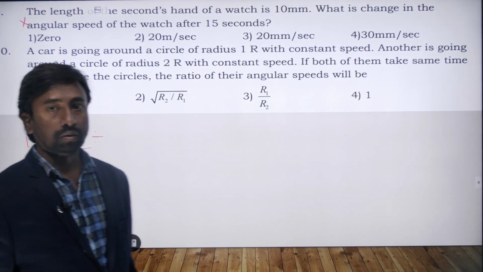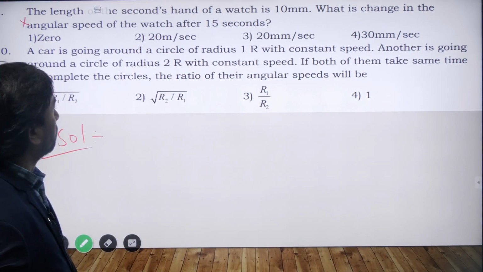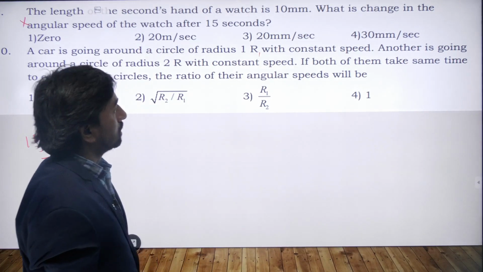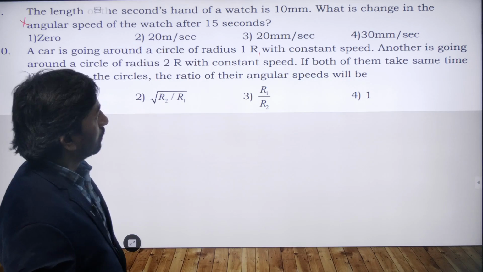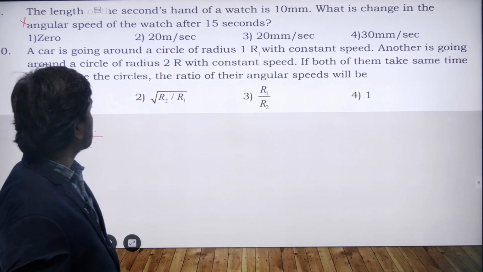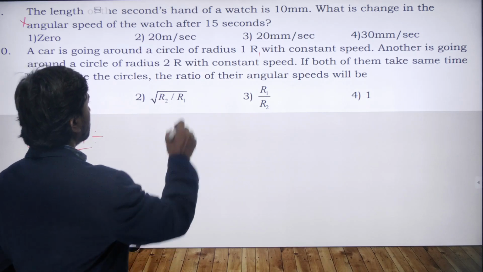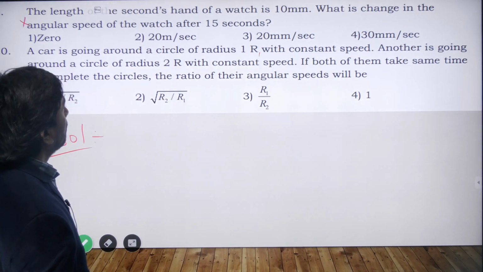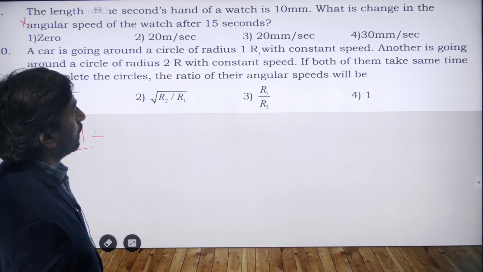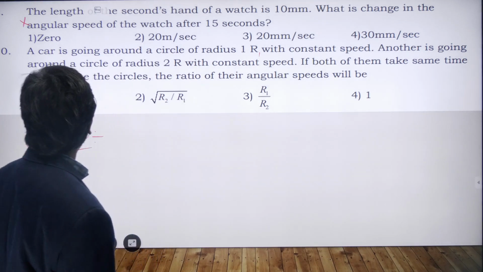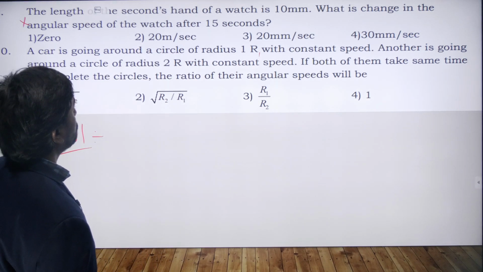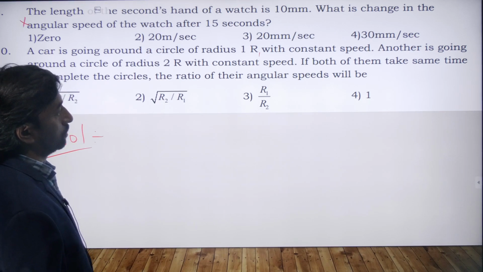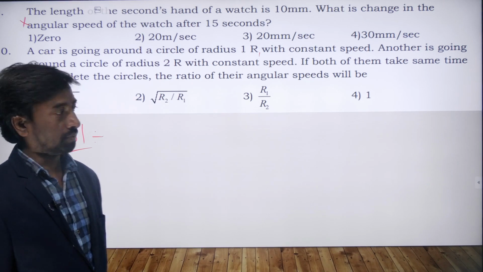A car is going around a circle of radius R1. This is R1, not 1R, it is R1, with constant speed. Another car is going around a concentric circle of radius R2, it is not 2R, with constant speed. If both of them take the same time to complete the circles, the ratio of their angular speeds will be, so we should find the ratio of the angular speeds.